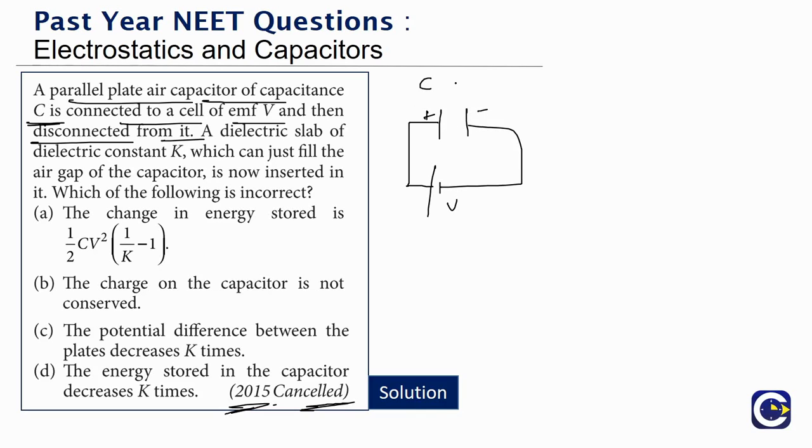It will be fully charged till the potential on this is equal to what? The potential of the cell. Which means finally the charge value is what? Charge on the capacitor will be what? C into V. Now we are disconnecting it.